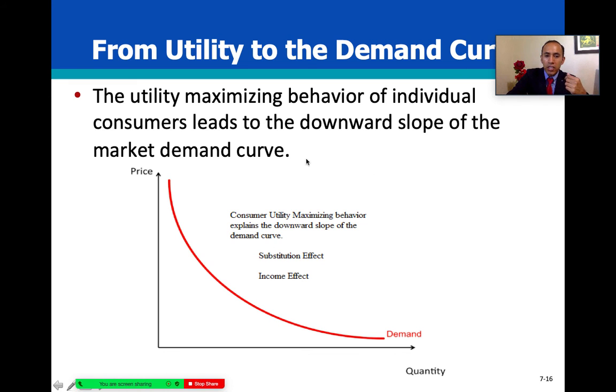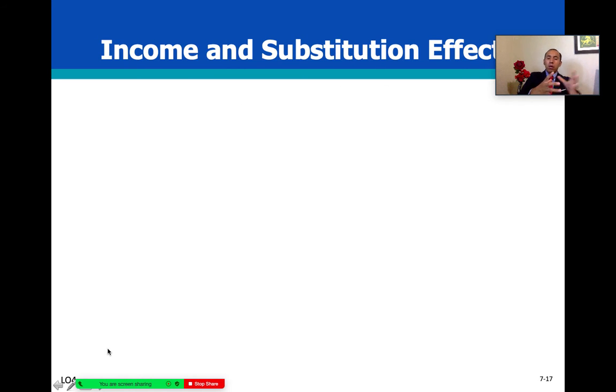There's an important relationship between marginal utility per dollar, the graphical illustration of the demand curve, and the effects on demand. This is a brief highlighted analysis of why the demand curve relates to consumer utility maximizing behavior and its downward slope. Later on we can discuss more about why it's downward sloping.